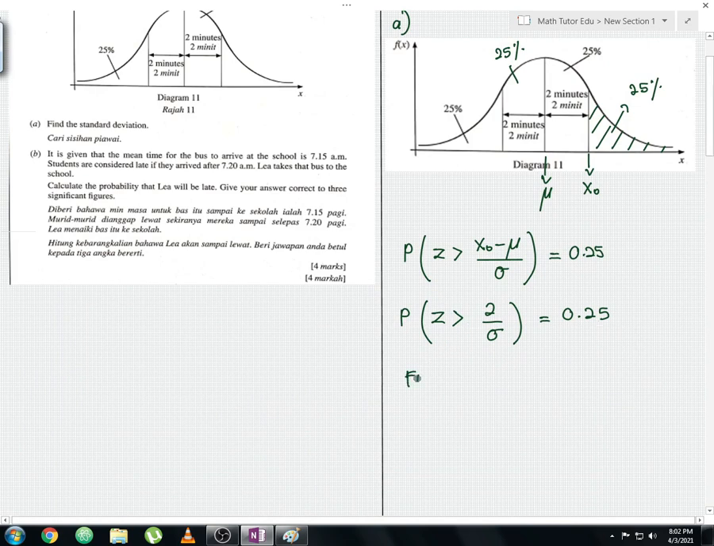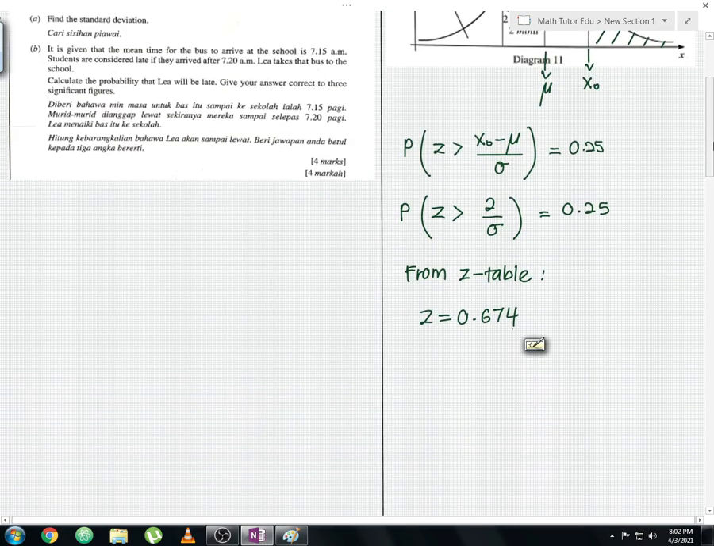So from the z table, your z is equal to 0.674. Remember, guys, the formula to find the z is z equals x minus mu over sigma. So we're going to compare this 0.674 and equate it with the 2 over sigma over here. Why are we doing that? So that we can find our standard deviation for the question part A. So from here, 0.674 will be equal to 2 over sigma.